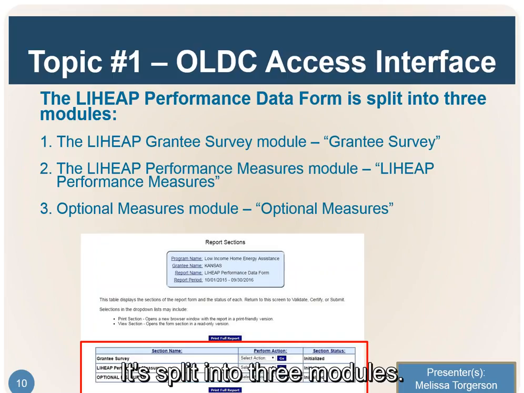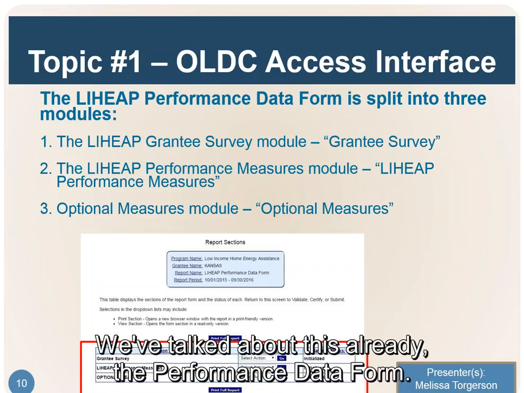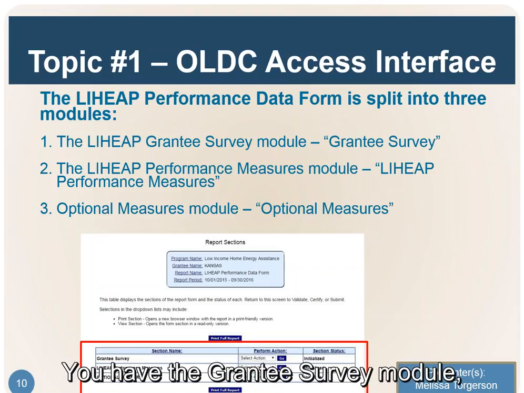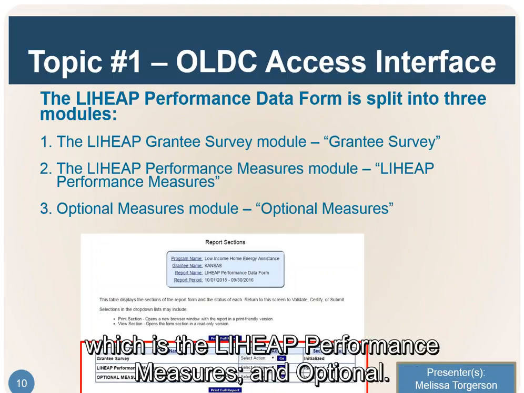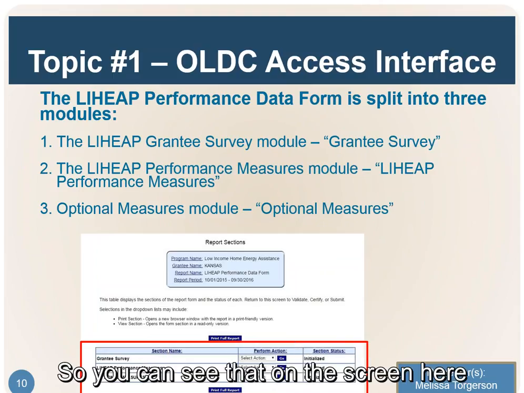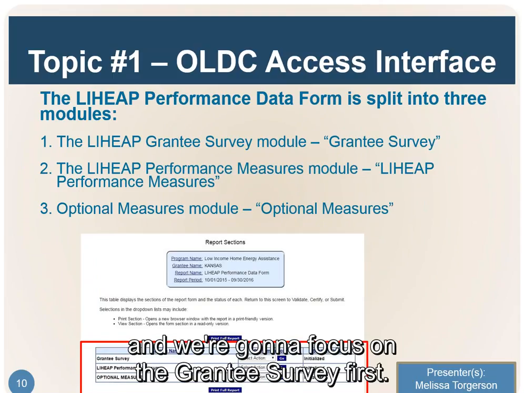It's split into 3 modules. We've talked about this already, the performance data form. You have the Grantee Survey module, which is what we're talking about today, the performance measures module, which is the LIHEAP performance measures, and an optional module. So you can see that on the screen here. And we're going to focus on the Grantee Survey first.